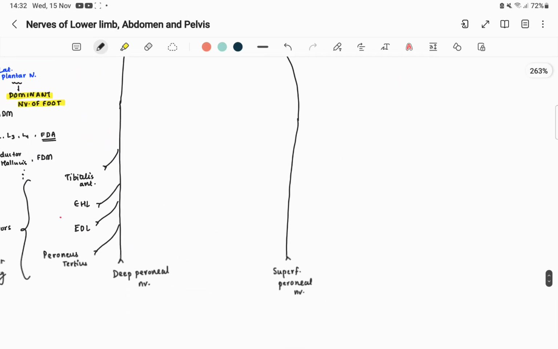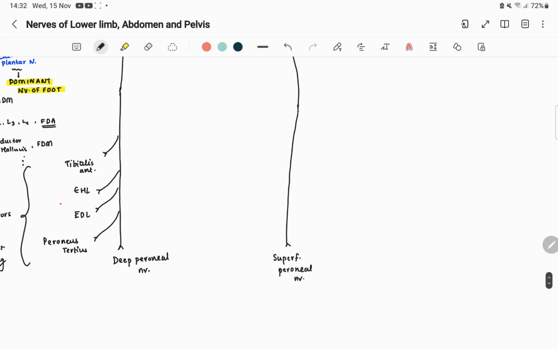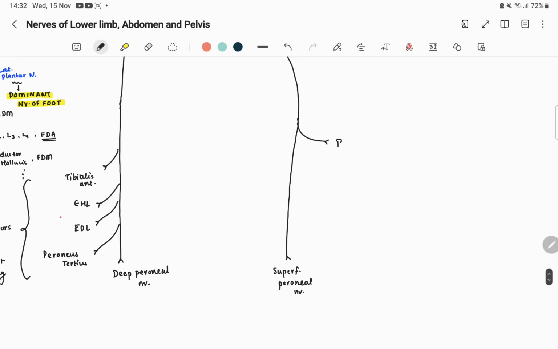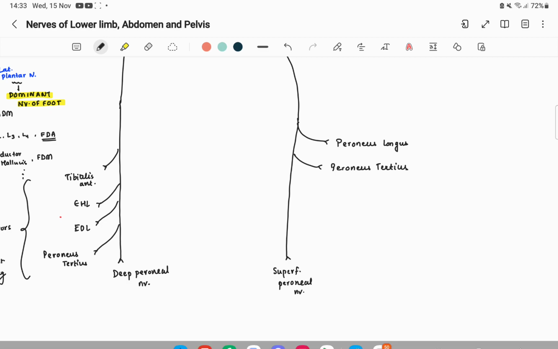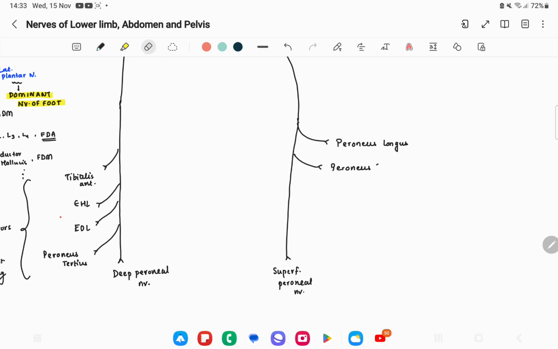And the superficial peroneal nerve gives two branches. One is the branch to the peroneus longus, and another branch it gives to the peroneus brevis. Not the tertius, peroneus brevis. You can write this peroneus brevis.